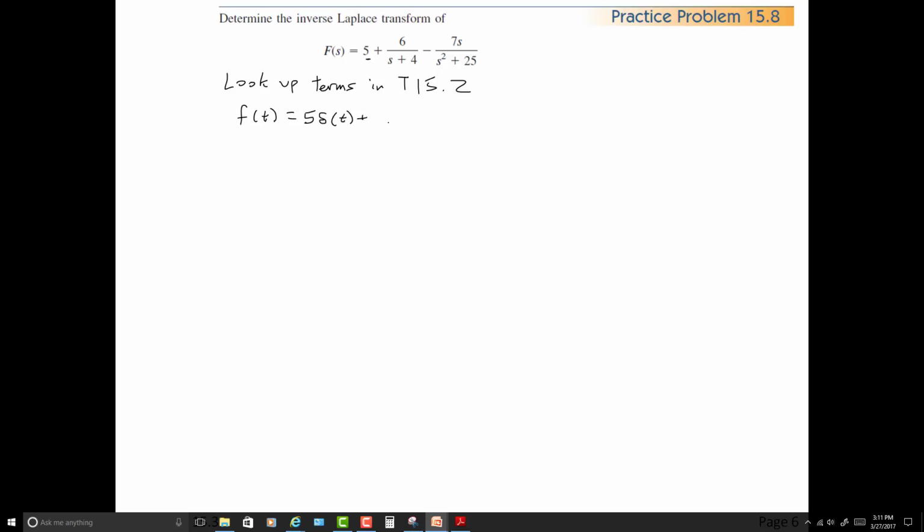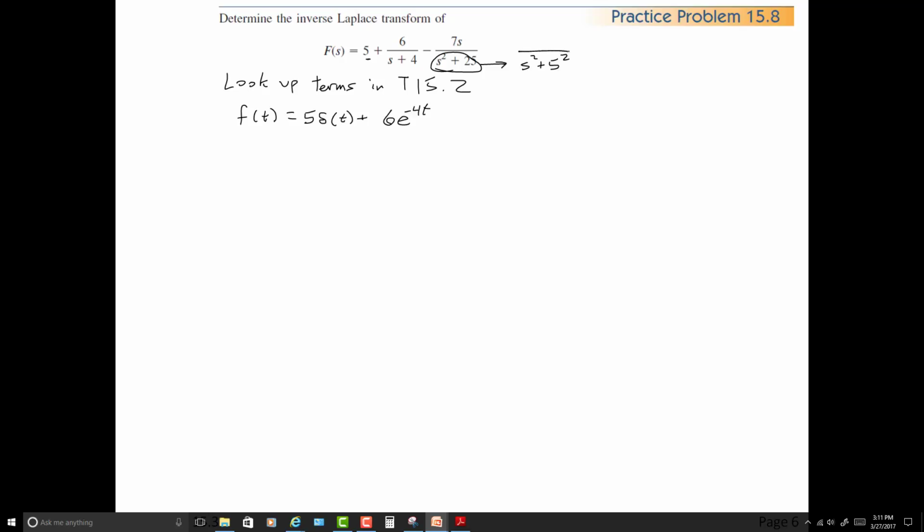So we can say this is e to the minus 4t, we know the multiplier, again just from the equation. All right, let's look at this guy. We'll take this bottom and turn this into, what can we do? Oh, I know what this is. This is s squared plus 5 squared.